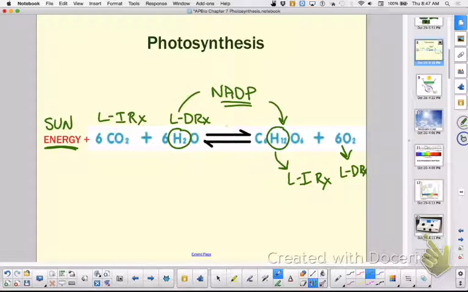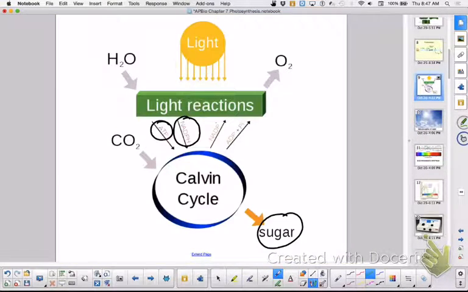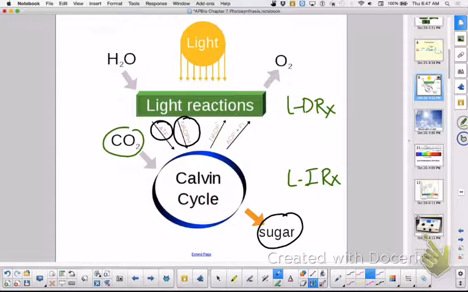Okay, so I'm going to come back to here. This would be your light independent reaction. This is your light dependent reaction. The CO2 is going to come in, and we're going to use these hydrogens that are here, hook them up with the CO2 in order to make your sugar.